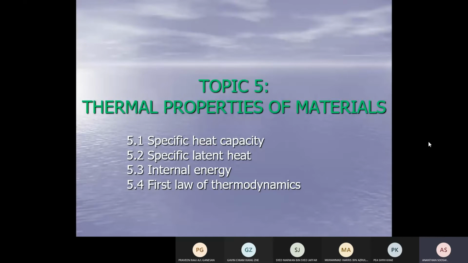So ideal gas can be a lone ranger. The thermal property can be together with temperature. Okay, you see this topic. You see the subtopic listed here. Is it all familiar for you?